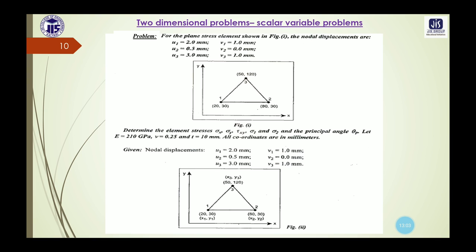So corresponding to point 1 we can write x1, y1, and corresponding to point 2 we can write x2, y2, and corresponding to point 3 or node 3 we can write x3, y3.